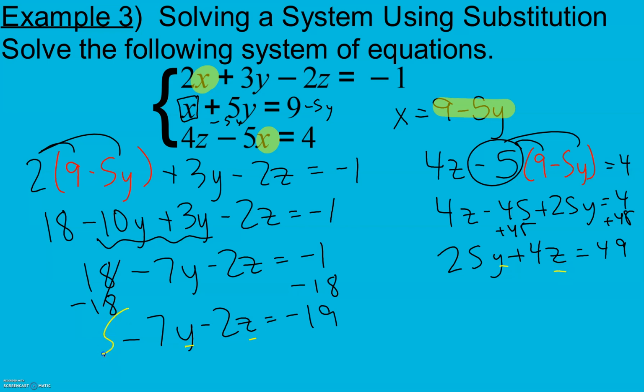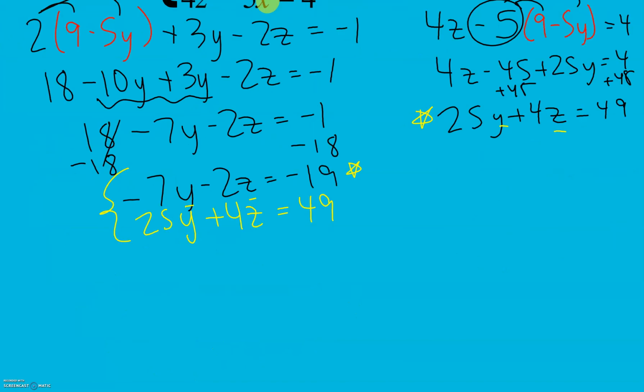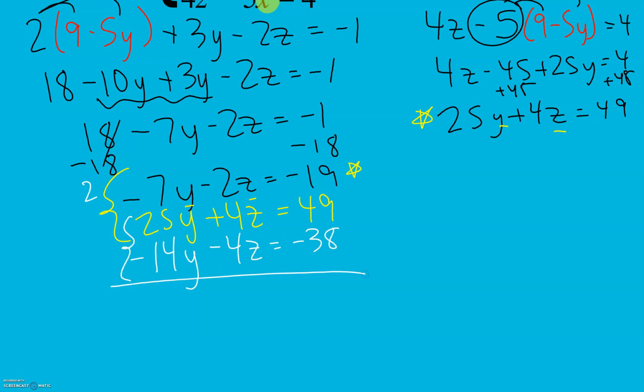Now, I have two equations with two variables, y's and z's. So I can put those together and form a system. 25y plus 4z equals 49. So once we get to this step right here with our two separate equations with two variables, we solve the same as we did with elimination. So here we can either use substitution or elimination. I'm going to use elimination. I don't have opposites, but I can get some by multiplying the top by 2, and putting those two together. I have opposites. I can go ahead and add: 11y equals 11, divide, and y equals 1.